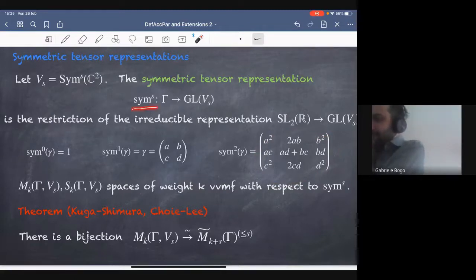And these representations are relevant in the theory of classical modular forms because of this relation, proven first by Kuga and Shimura and then by Choie and Lee recently. The space of vector valued modular forms with respect to this symmetric tensor representation is precisely the space of quasimodular forms. And you can be more precise: the weight and the dimension of the representation are related to the weight and to the depth of the quasimodular form. So in a sense, studying vector valued modular forms with respect to this representation is like studying quasimodular forms.